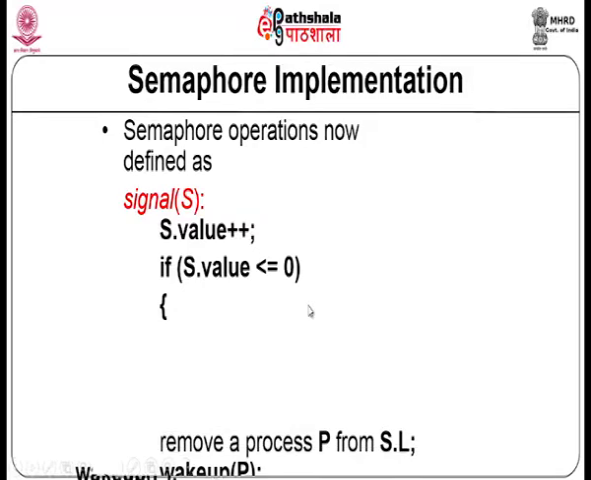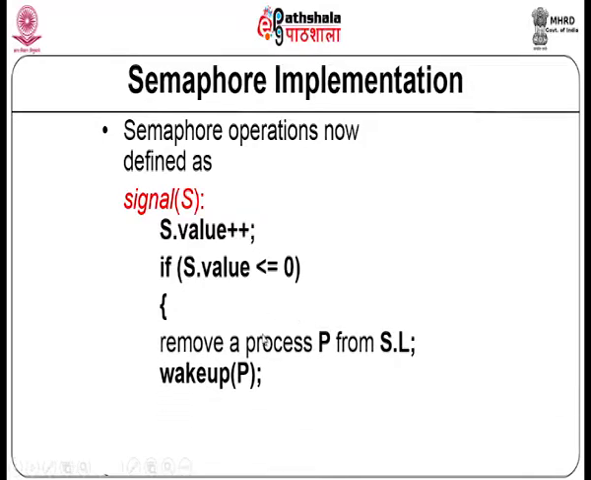So, if there is a process waiting in the list, you remove a process from the list and then you call wakeup of P. That process which was sleeping or in the block state is now woken up and brought to the ready state, and it can be given the CPU next. So, this is what happens during a signal operation. Here we see that the wait and signal operations that we saw first have been modified slightly to avoid spin locks or busy waiting, and we put the process to a sleeping state rather than making it keep on checking the value of the semaphore repeatedly.